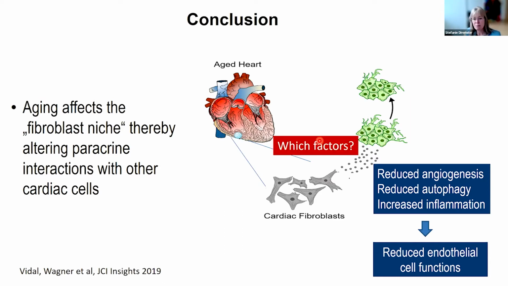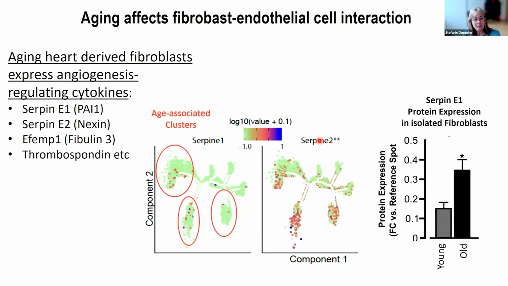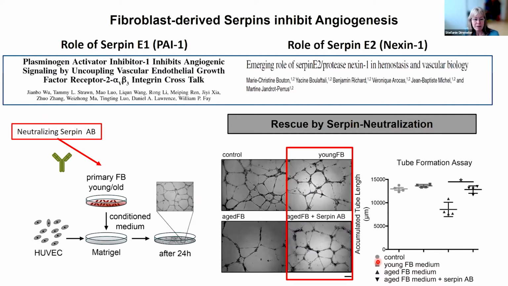Of course, the question is which factors are responsible for this, and there are many factors. There were many significantly expressed genes. Among them were serpins, family members serpin-E1 and E2, which were highly induced in the age-associated clusters. If you recall these fibroblast clusters, this one was the age-associated angiogenesis cluster, but also this one. There's an induction of serpin-E2. This was also seen with serpin-E1. And if you look into serpin-E1 expression in isolated fibroblasts, there was a strong induction of protein expression in old heart-derived fibroblasts compared to young heart-derived fibroblasts. So the question is whether the serpins might be responsible, at least in part, for mediating this impairment effect.